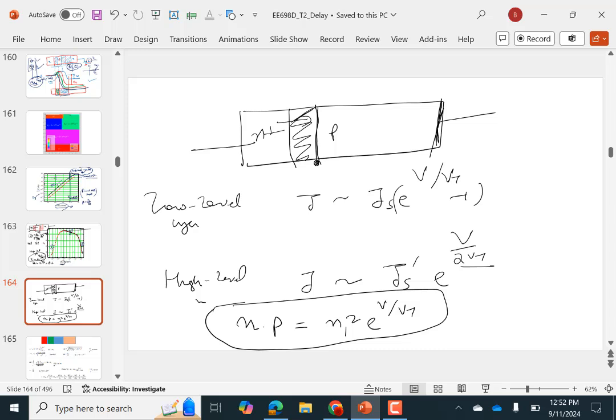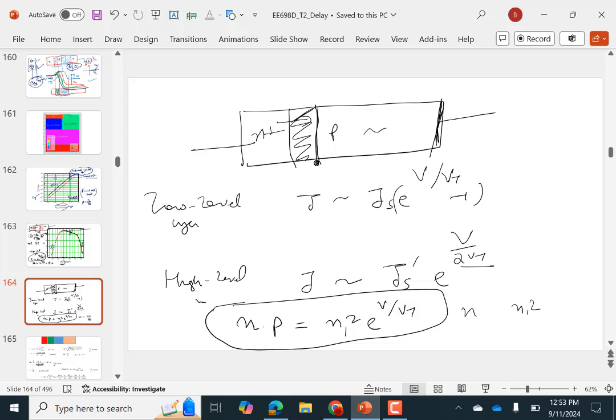In low level injection, what is the value of P here in this region? It's a P region, so the value of P is Na, right? In low level injection, the hole density is nothing but Na. So you write N as Ni square over Na, which you're familiar with.